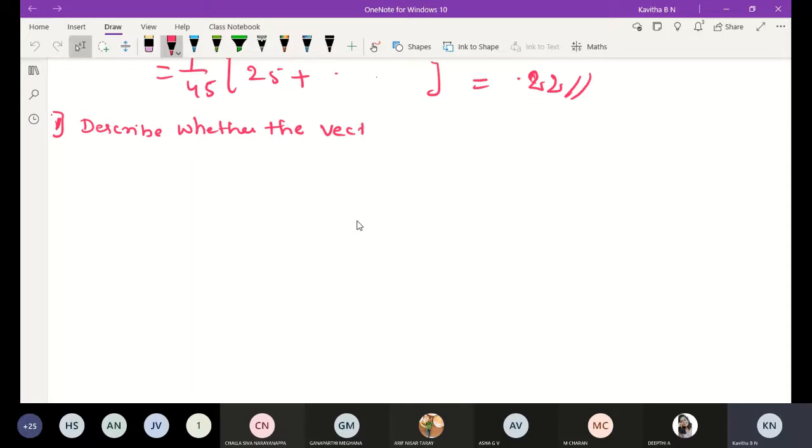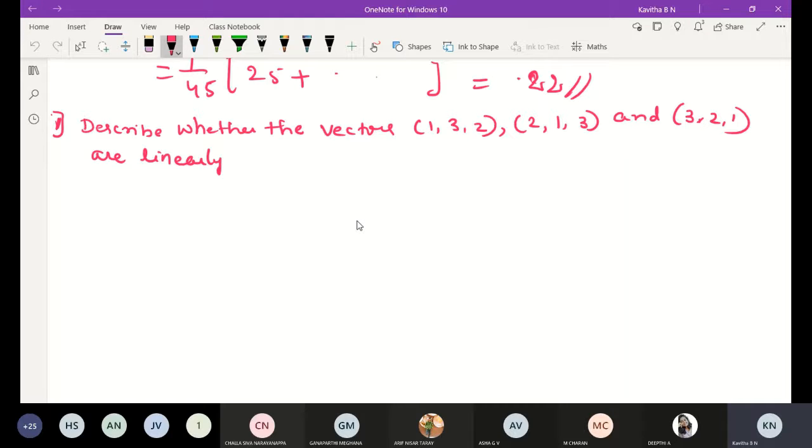The vectors 1, 3, 2, 2, 1, 3, and 3, 2, 1 are linearly independent or linearly dependent, or independent.